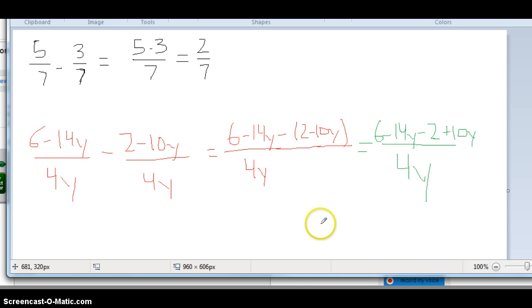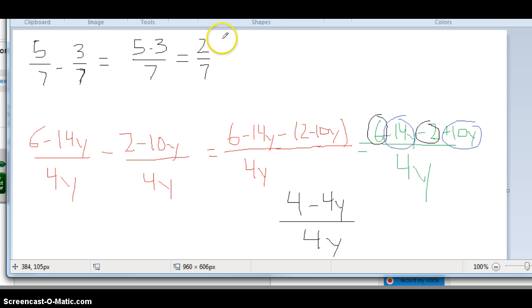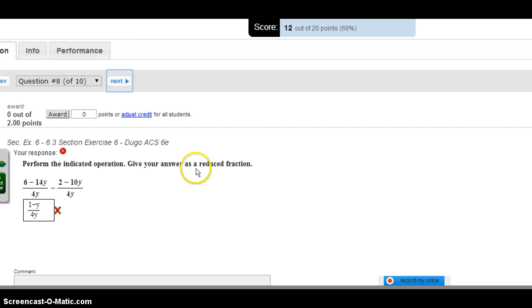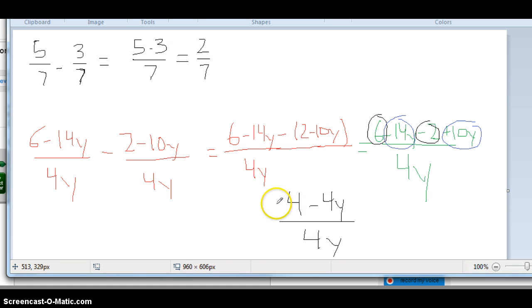Alright, so now reduce. 6 minus 2 leaves you with 4, and negative 14 plus 10 leaves you with negative 4y. So we combined the like terms here, those two, and then negative 14 plus 10. And then on bottom, again, we just had the 4y. So that's what you get after you've done the subtraction, but the problem gave you a hint here that you may need to reduce, and you do need to factor out the top. You can factor out a 4 and get 1 minus y. And on bottom you have a 4 multiplied by y.